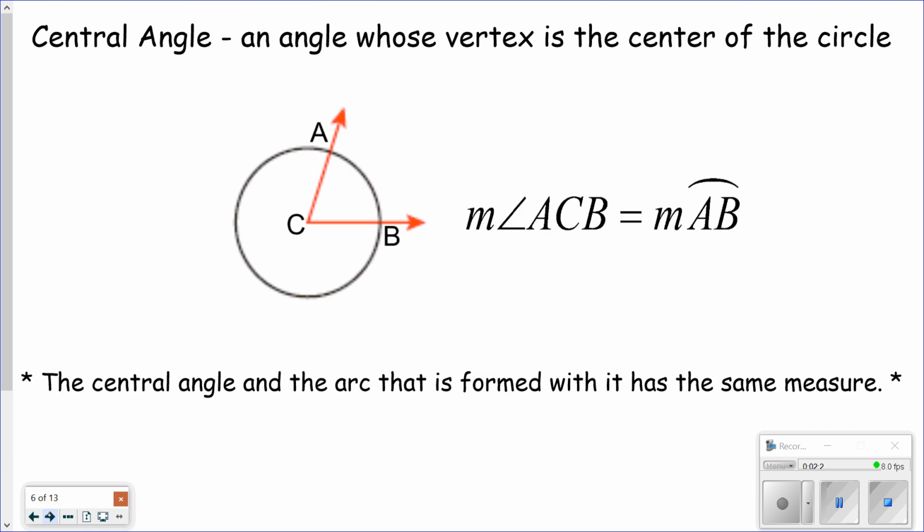A central angle. A central angle is an angle whose vertex is in the center of the circle. So if point C here is the center of my circle, I know that this angle measure here is actually going to be the same measure of this arc. So for example, if this measure for that angle is 25 degrees, that means that this arc measure is also 25 degrees. Now this only works if you're looking at the angle that's in the center. So the central angle and the arc that is formed with it has the same measure.